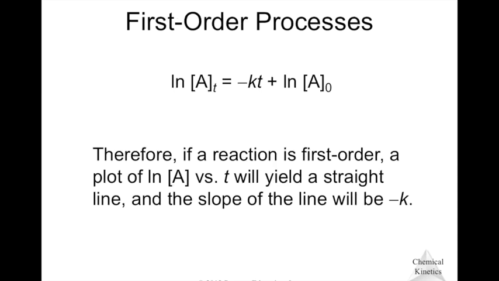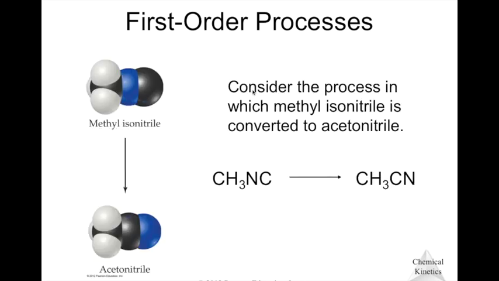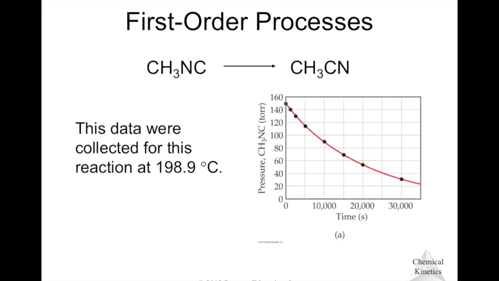So if you have a first order reaction, a plot of the natural log of A versus time will yield a straight line, and the slope will be negative k. Why is this useful? Well, if you think about this example, this first order reaction where methyl isonitrile on its own is converted to acetonitrile. And so here's our reaction.